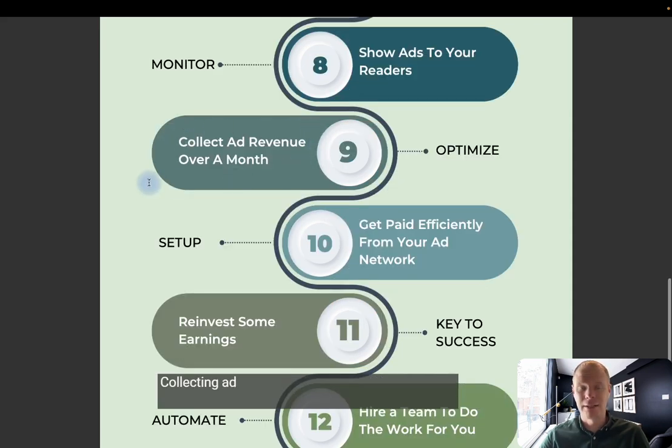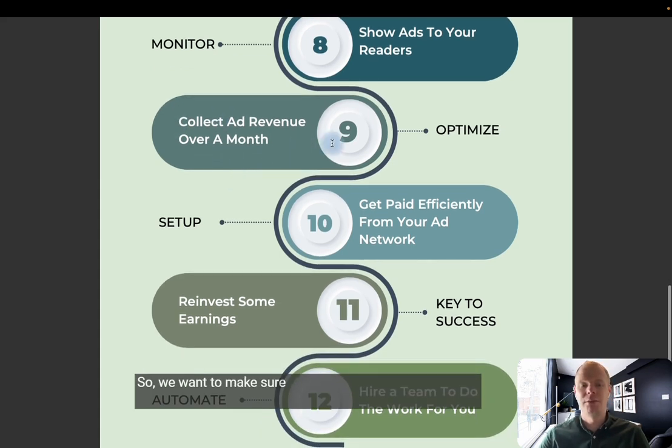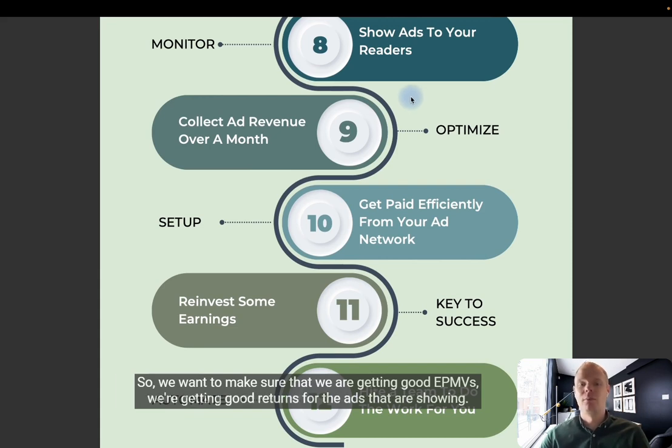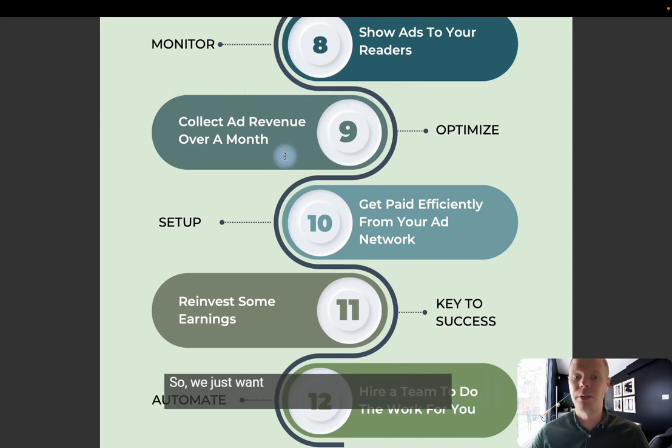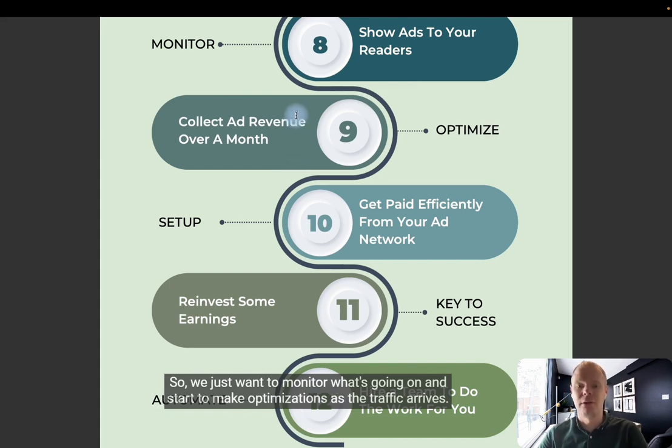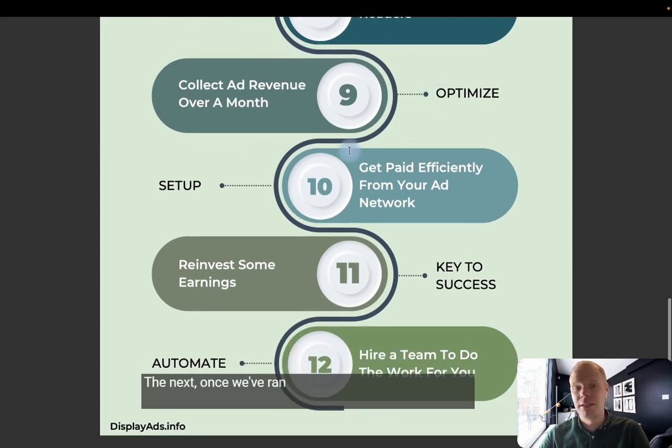we want. Collecting ad revenue, so showing ads is one thing, but actually turning that into cash is another thing. So we want to make sure that we're getting good EPMVs, we're getting good returns for the ads that are showing. We want to make sure that we've got our good ad options enabled and that we're actually accruing money over that month. So we just want to monitor what's going on and start to make optimizations as the traffic arrives.